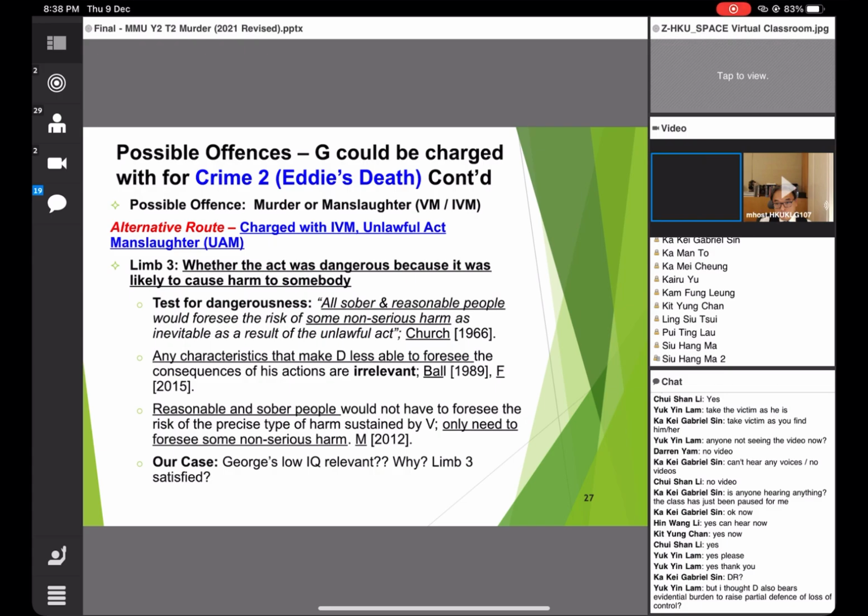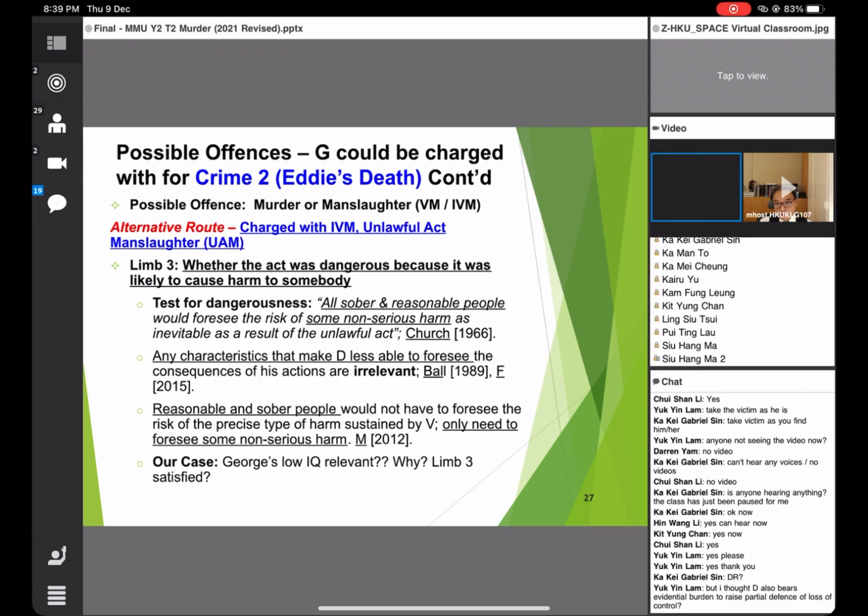Okay? And in Ball, 1989, and F in 2015, any characteristic that makes D less able to foresee the consequences of his actions is irrelevant. Okay? Because George has a low IQ, that would be irrelevant. All right. And under M 2012, reasonable and sober people would not have to foresee the risk of the precise type of harm sustained by V, the victim. The reasonable and sober people will only need to foresee some non-serious harm. So the threshold is very low. Okay, some non-serious harm.